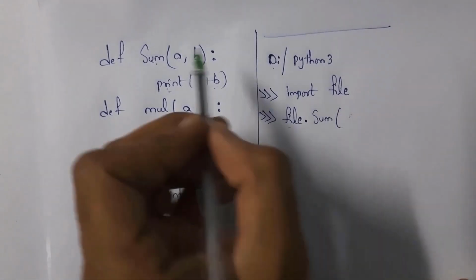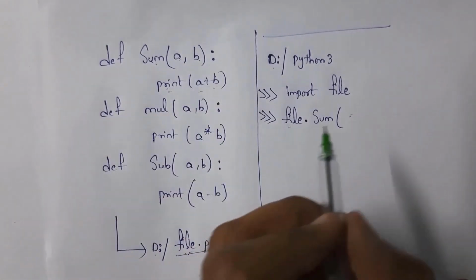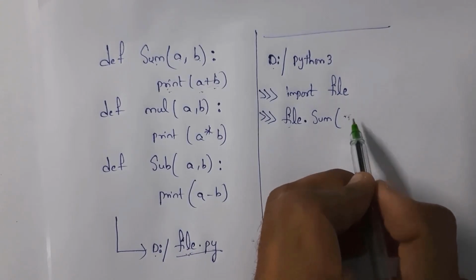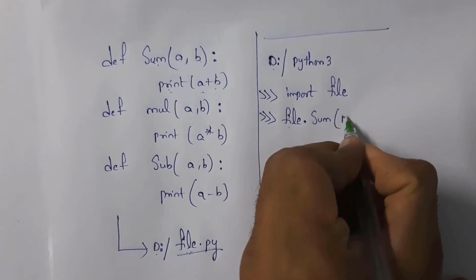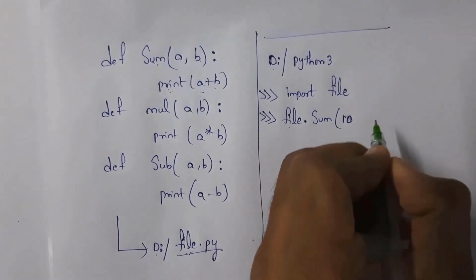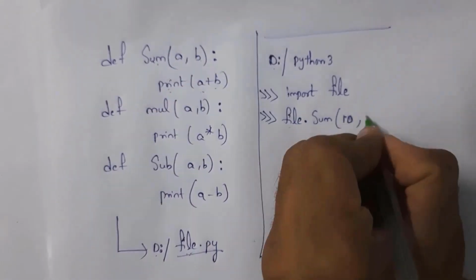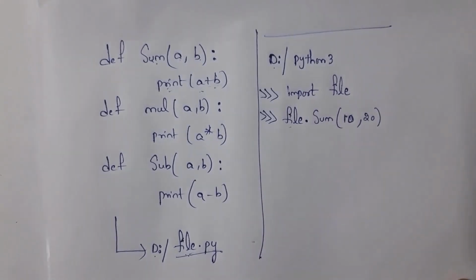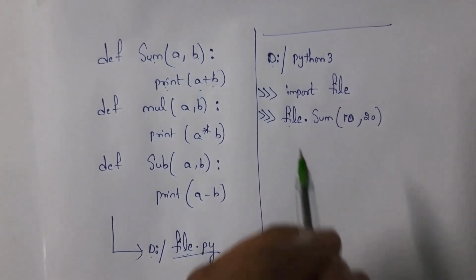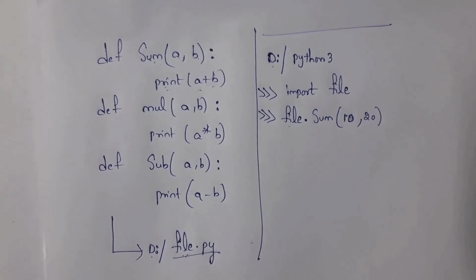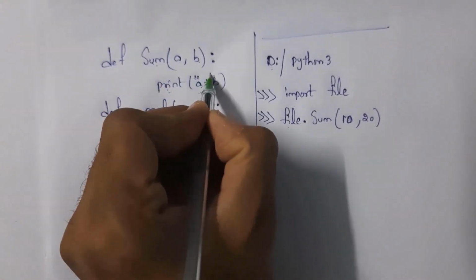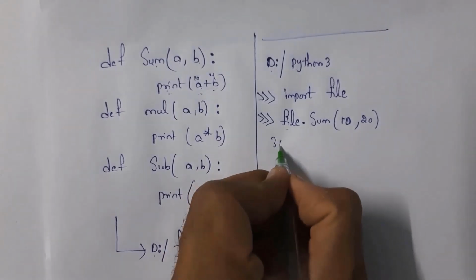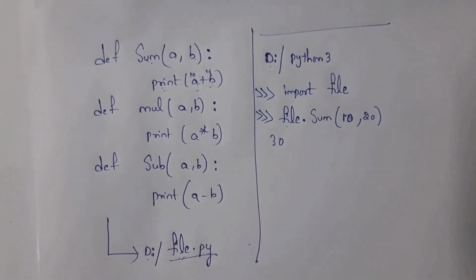Here you need to give values of a comma b, and whatever values you give here, we call these values arguments. Here I am giving a value as 10, that is argument 10, and the next b value is 20. These are nothing but arguments. And whenever you write file.sum of 10 comma 20 and click enter, you will get output: a value is 10 and b value is 20, so you will get output 30. This is my output.